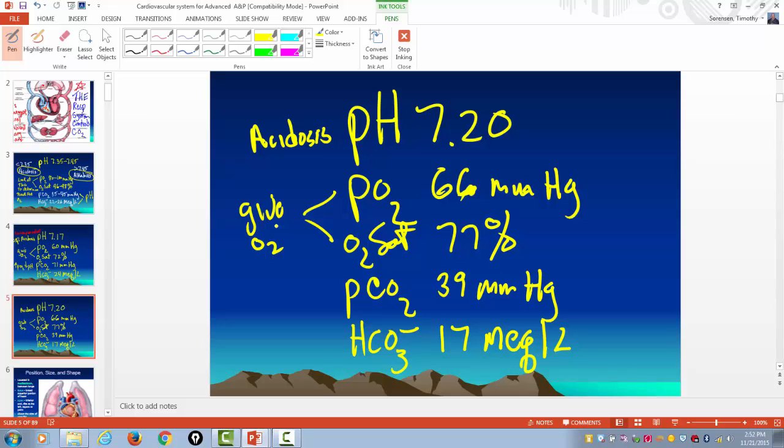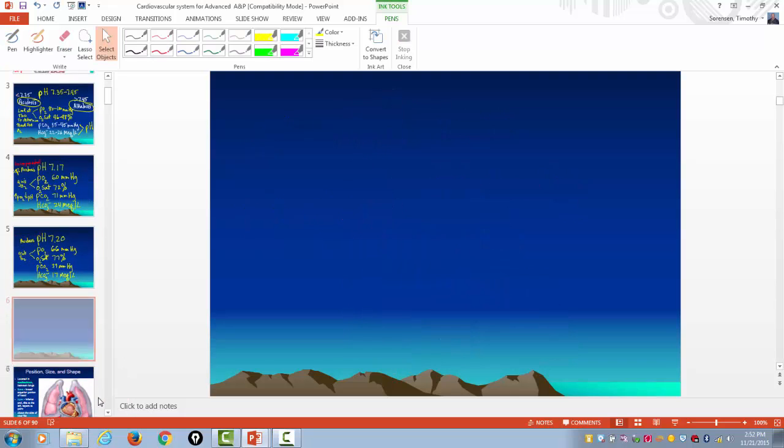Now you look at the PCO2. PCO2, 35 to 45, 39, that's normal. So we know that the lungs are not doing anything. Now we look at the bicarbonate level. The bicarbonate level is low. So what's going on here?